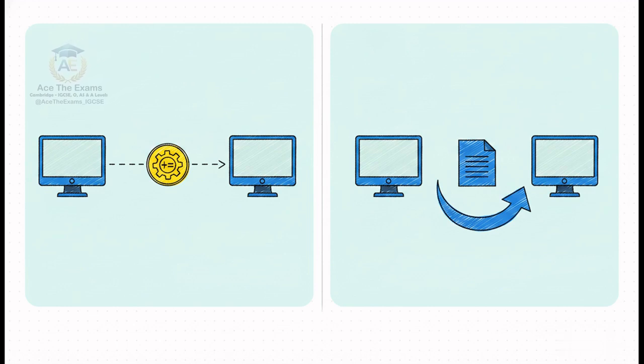But an echo check has no agreed protocol before transmission. The receiving device simply sends an exact copy of the data straight back to the sender, and the sender compares it to the original. It's a completely different mechanism, and the mark scheme demands that you know this exact difference.